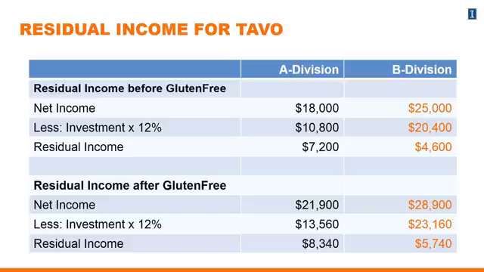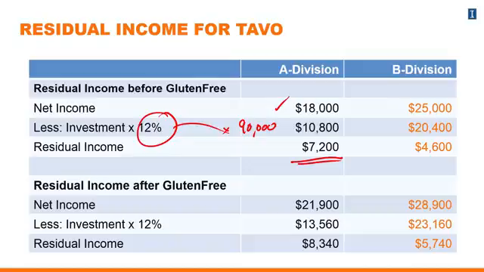Before the gluten-free option is implemented, net income for Division A was $18,000. The investment in the company at that point in time, before the gluten-free option is implemented, was $90,000, times the 12% is $10,800. This incorporates a charge for the cost of capital that isn't currently included in the net income number. The difference between $18,000 and $10,800 is $7,200. So before the gluten-free option is implemented, the A division is earning a residual income of $7,200.